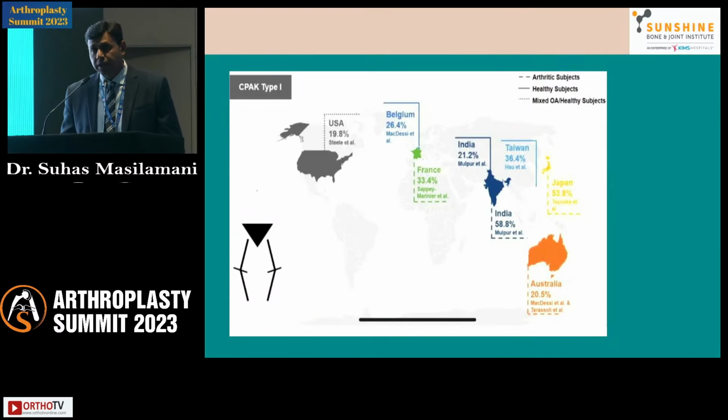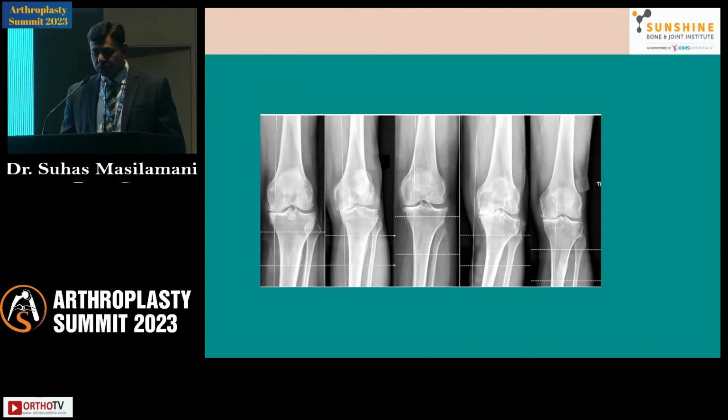This is a representation of ethnic variation of CPAK, and you can see that Asian populations like India as well as Japan have more CPAK type 1. Because of this reason, most of our research from now on is concentrated on CPAK type 1.